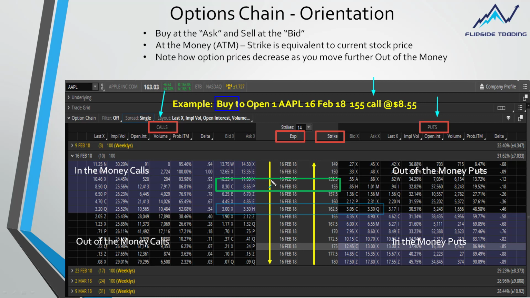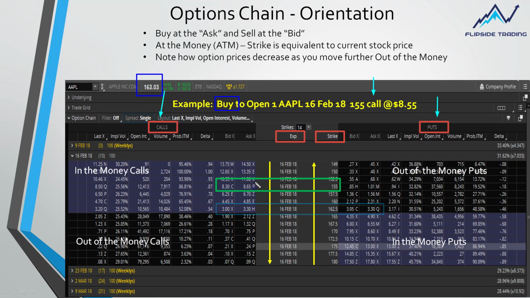Notice that when we buy a call, we're buying it in the money. Right now, Apple is trading at 163. We want to buy the 155 call. We want to buy that in the money because it basically reduces the extrinsic value, which means that we have less theta expiration.